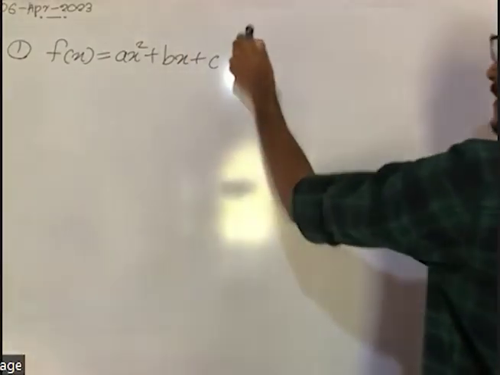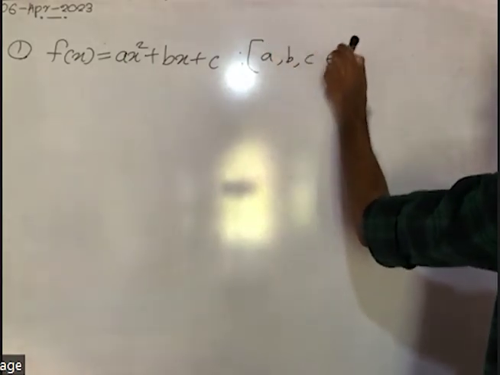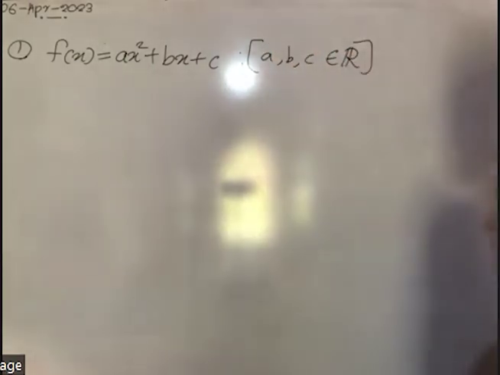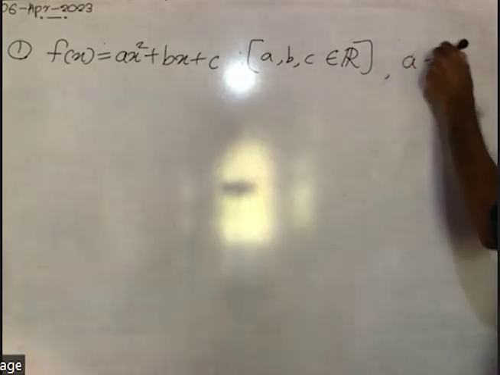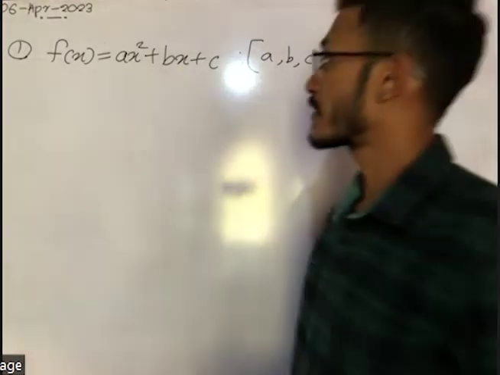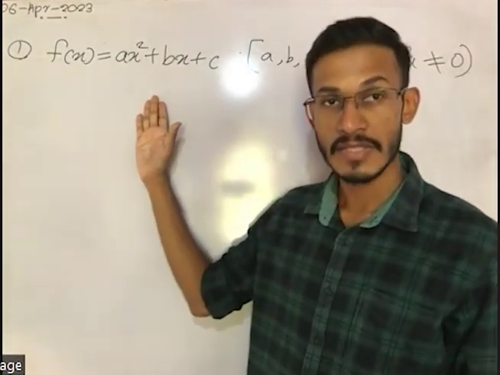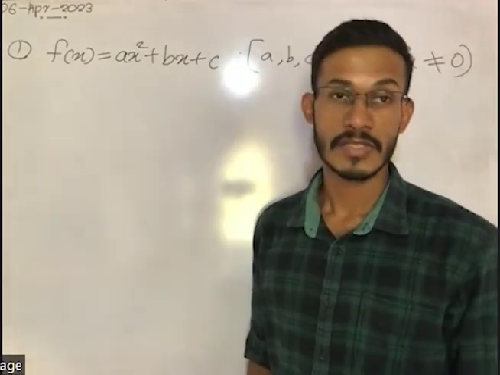So in here, a, b, c are real numbers. Those are real numbers, right? And a should not be equal to 0, right? So this is a quadratic equation. Now we have done some analysis of this equation in our previous 2 lessons, right?